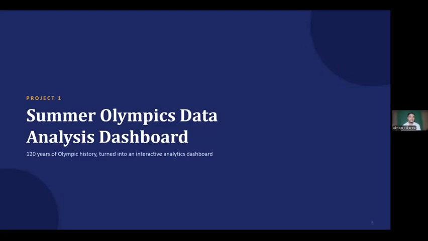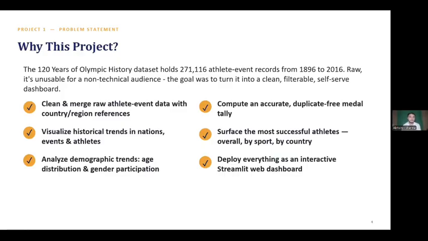The first project is Summer Olympic data analysis dashboard creation. So, what data set I have used and what this project is all about. This data set is the 120 years of Olympic history data set, which has about 2,71,116 events recorded from 1896 to 2016. It is raw and unusable for a non-technical audience. So the goal was to turn it into a clean, filterable, self-serve dashboard. I will show my Streamlit web app at the end.